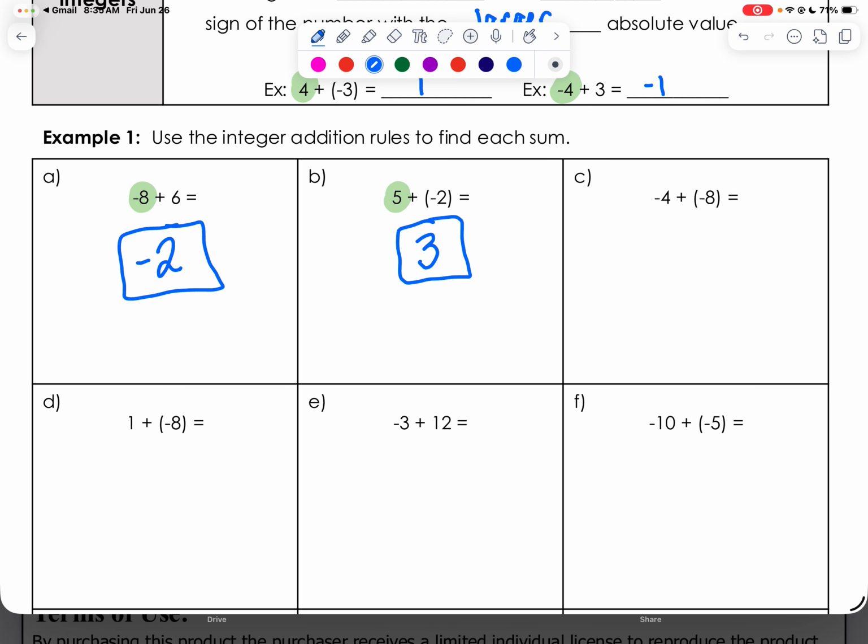Problem C. We have negative 4 plus negative 8. According to the integer rules above, when your signs are the same, you add. So 4 plus 8 is 12. And then you take whatever sign is used in the problem. In this problem, both numbers were negative, so our answer is negative.